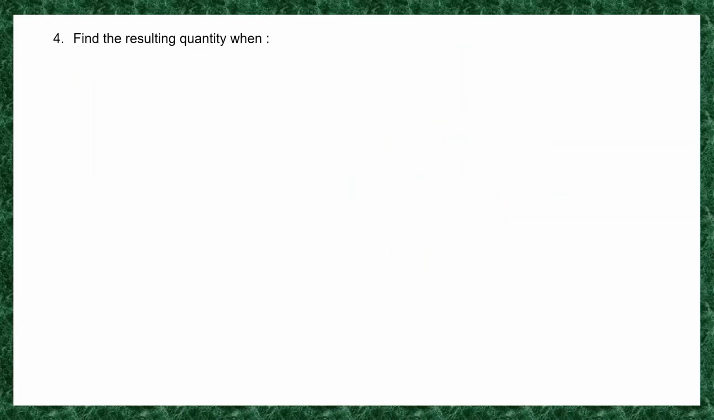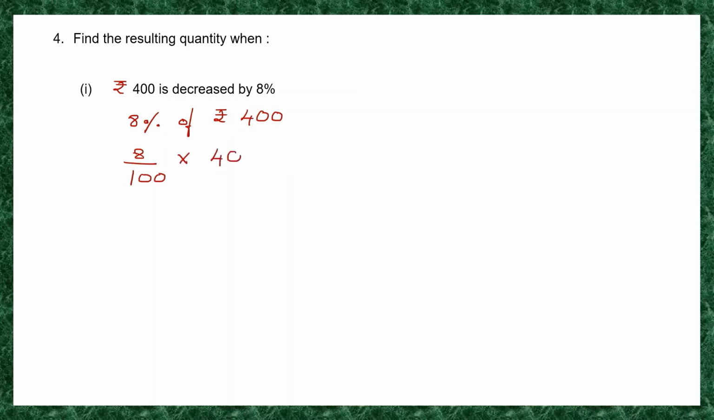Question 4. Find the resulting quantity when 400 rupees is decreased by 8%. So first let's find out what 8% of 400 rupees is. 8% of 400 rupees. Let's find out that. That is 8 by 100 into 400.